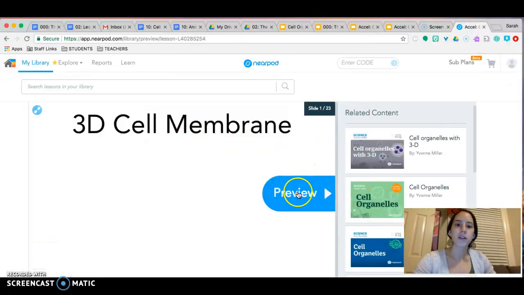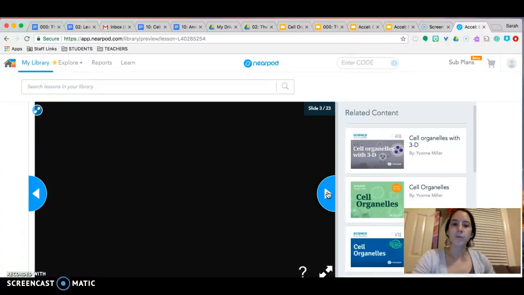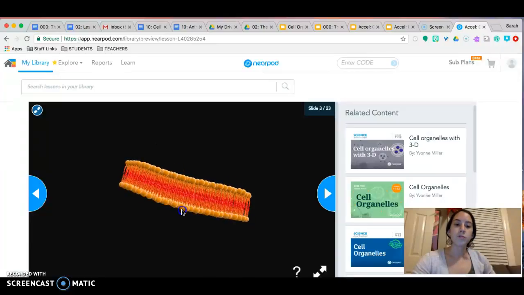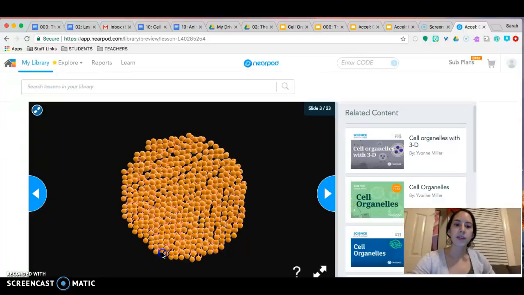So if I look over here, you're going to see a 3D cell membrane. Here, you're going to move on to the next one. So here's actually an extremely zoomed in version of a cell membrane. Now you have to understand, if I was looking at a cell, this is what you would actually see.